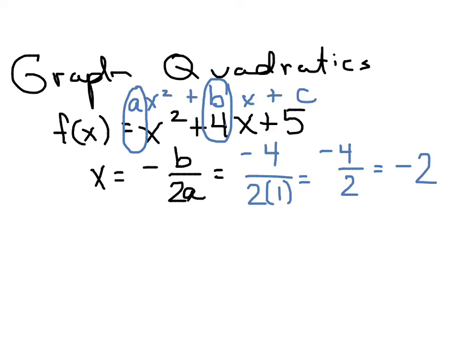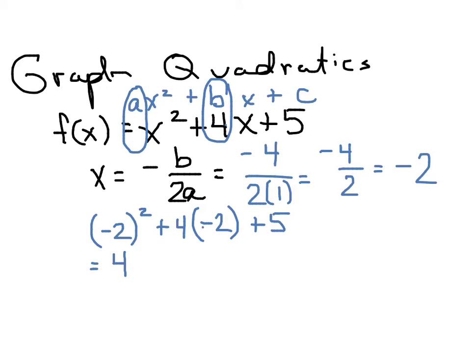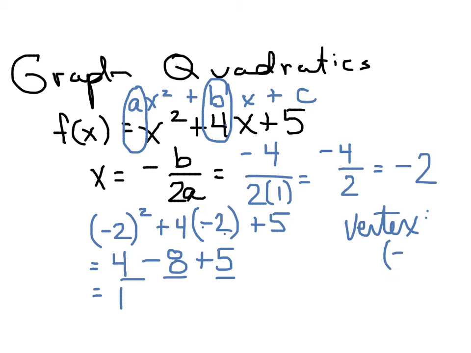So then to find the rest of the vertex, after we do the first one, the second one, you're going to plug in negative 2 for x. So if you look at what I'm doing, I'm just putting in negative 2 for all those x's, and we're going to figure out what number comes out. Negative 2 squared is 4. 4 times negative 2 is negative 8, plus 5. So if you add all those things together, 4 plus 5 is 9, minus 8 is 1. So my vertex is at the ordered pair of negative 2, positive 1.